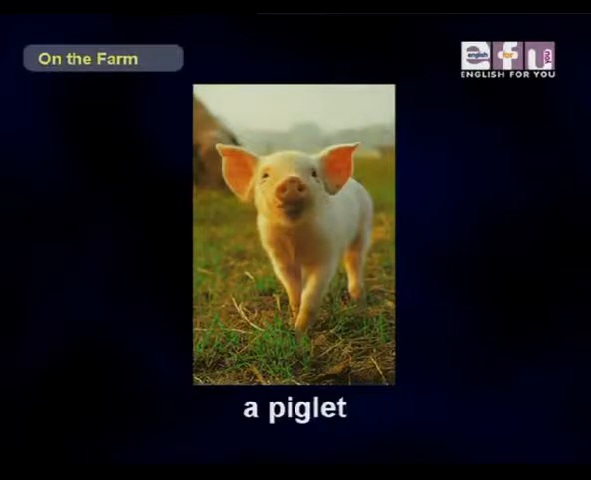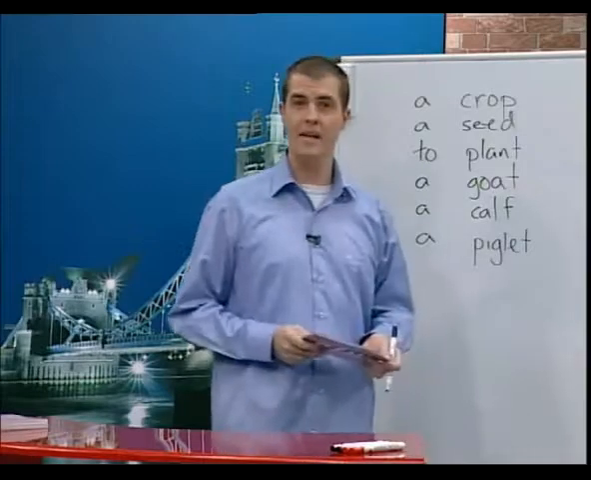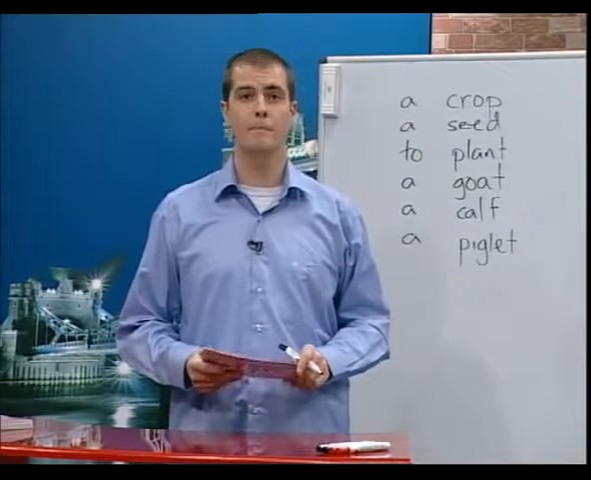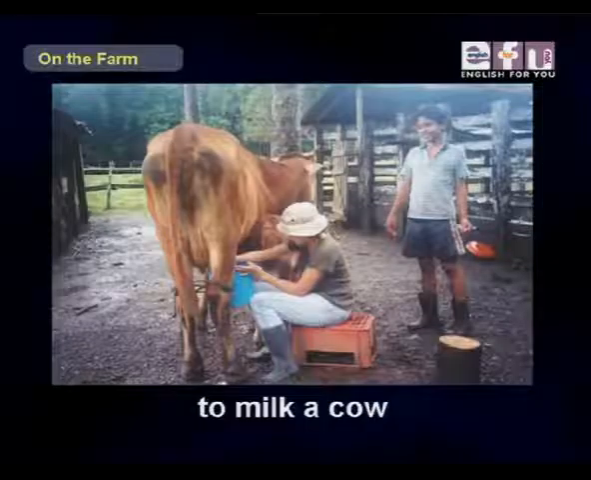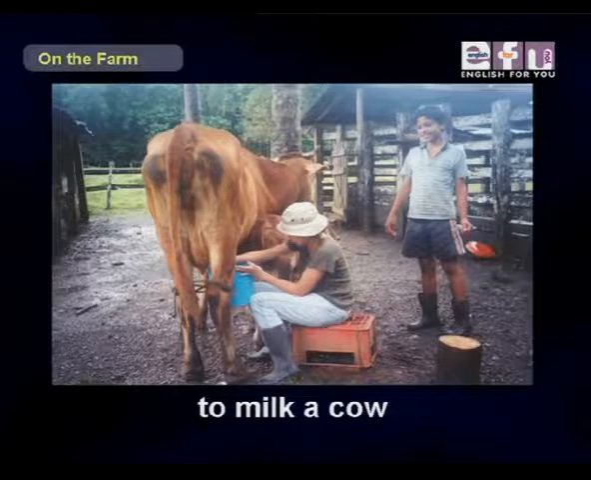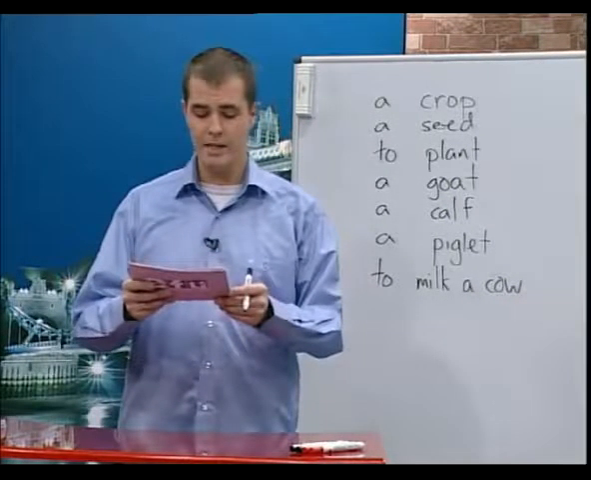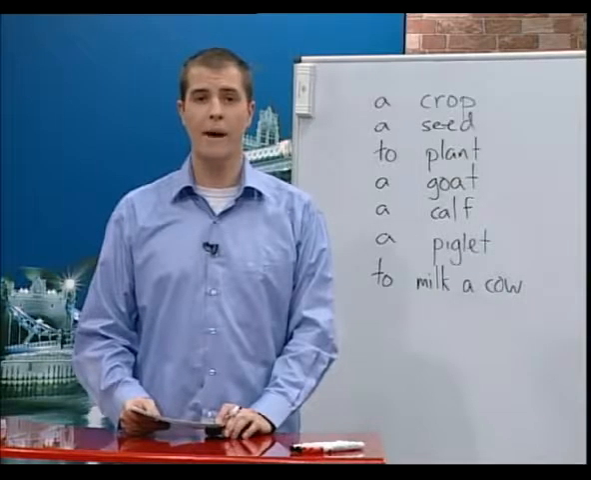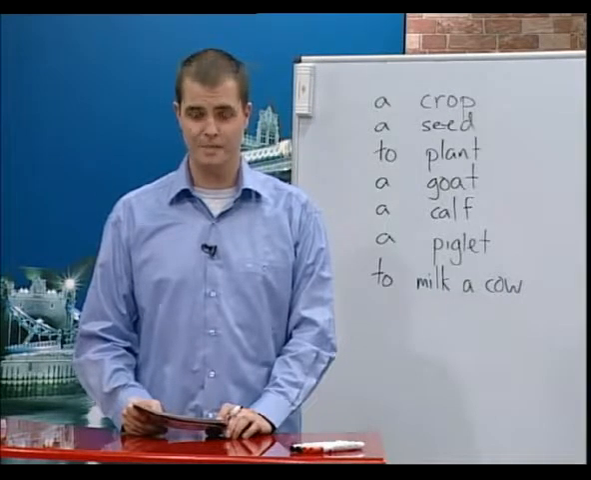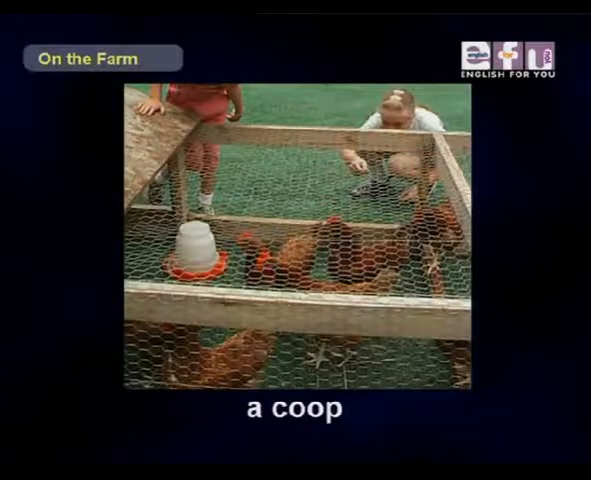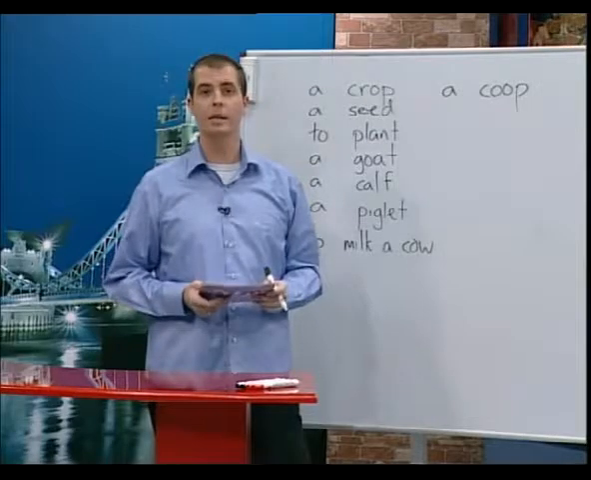A piglet. Well, maybe you can guess. A piglet is a baby pig. To milk a cow. To milk a cow means to get milk from a cow by pumping its udders. Okay, we'll go over here for the next ones. We have a coop. Chickens live in a coop.